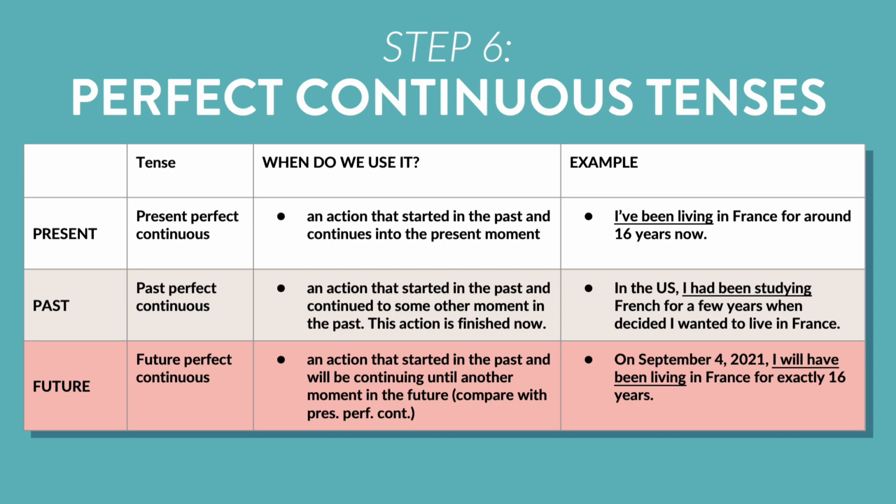And the future perfect continuous, this is an action that started in the past and will be continuing until another moment in the future. So for example, on September 4th, 2021, I will have been living in France for exactly 16 years. So it started in the past, it continues, and at a moment in the future, I will have been living in France for 16 years.